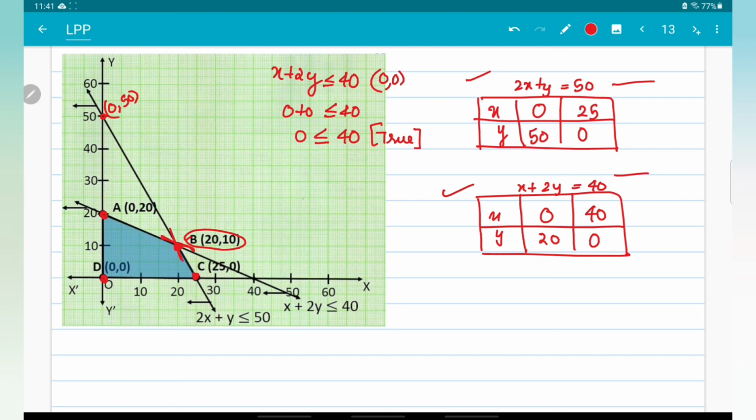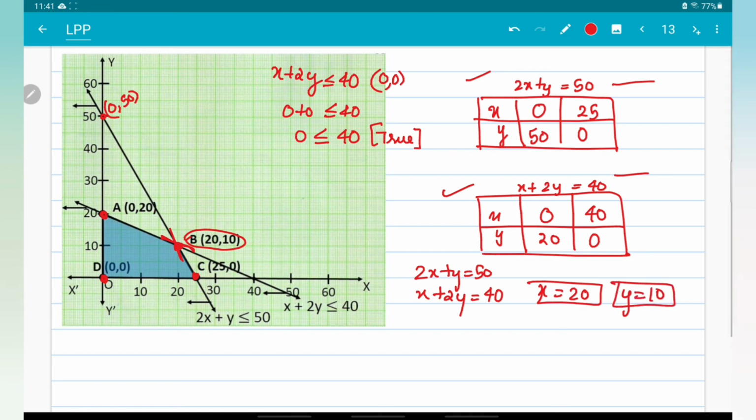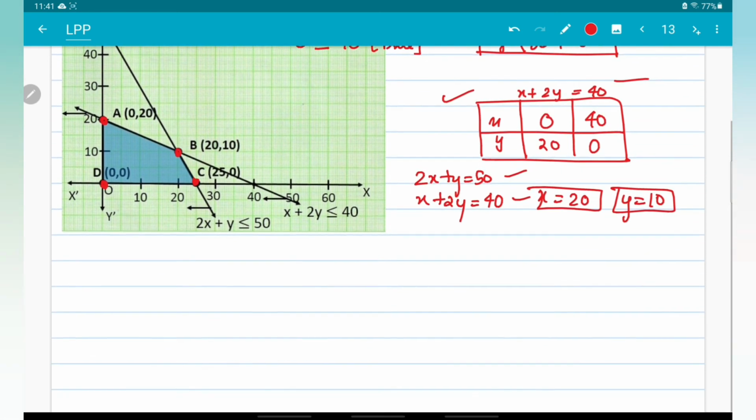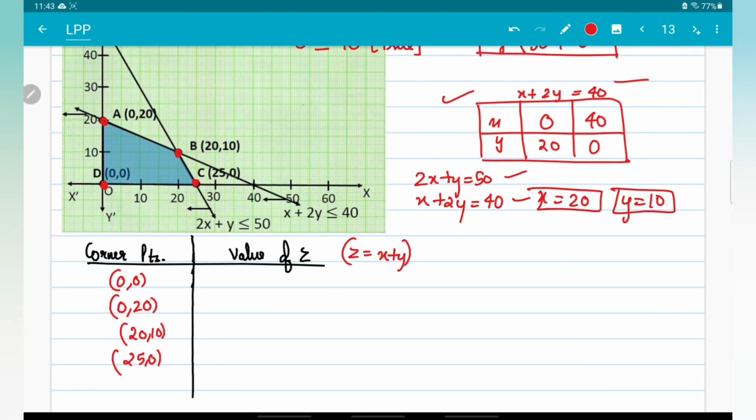It is the intersection of these two lines, which means we solve the equations 2x plus y is equal to 50 and x plus 2y is equal to 40. When we solve these by either the elimination or substitution method, we get the value of x as 20 and the value of y as 10. So the intersection point of these two lines is 20, 10. That is how we got the value of B. So these 4 points are our corner points, and now I have to find the value of z.